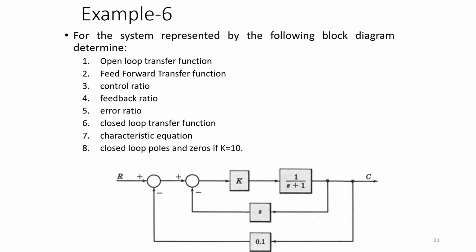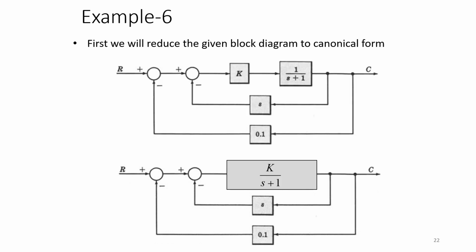So this is another example. For the given system, you are supposed to find out open loop transfer function, feed forward transfer function, control ratio, feedback ratio, and so on. So let's try this. So first you have to reduce these two cascade connections. So you'll get this as equal to K divided by s plus 1. Then you will be getting a feedback loop here and you can combine it. And after simplification of this loop, you have one more loop which you can simplify.